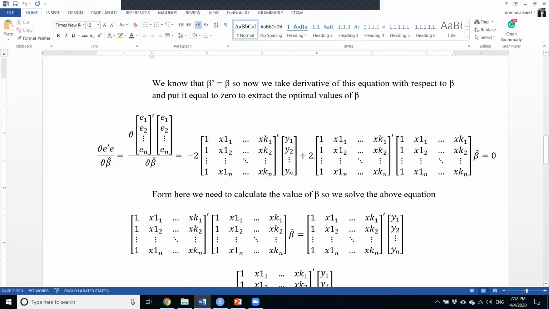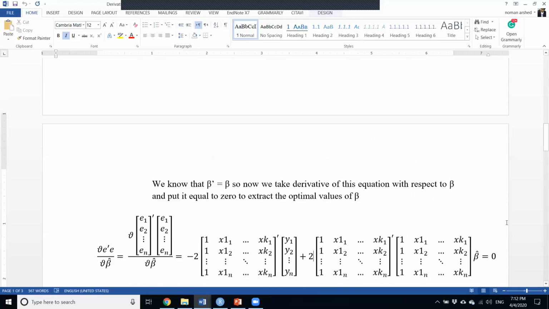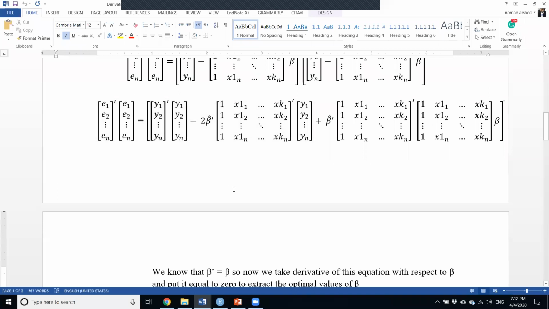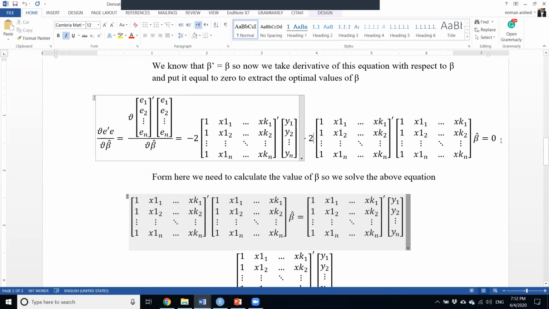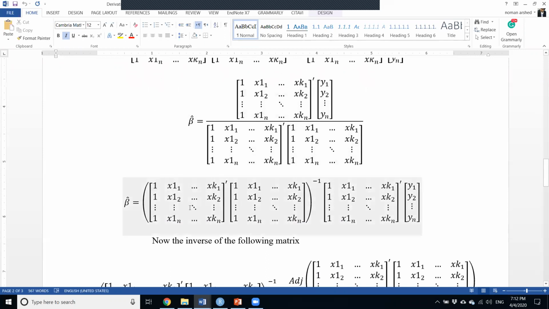This 2 comes because it's beta square, so 2 came out from here, and this 2 is because there was 2 beta here and 2 came out, and beta is cancelled because of the derivative. So now if we put it equal to 0 to optimize the error term, we can calculate x prime x beta is equal to x prime y. And then beta will be equal to x prime y divided by x prime x. And then beta will be equal to x prime x inverse, because it will go on the top, and x prime y. Or x prime means x transpose y.